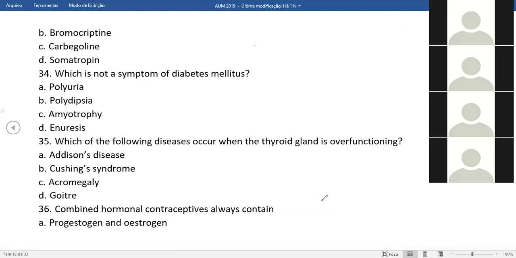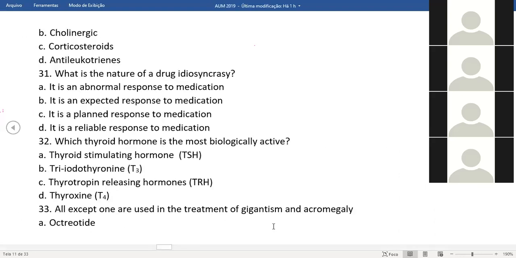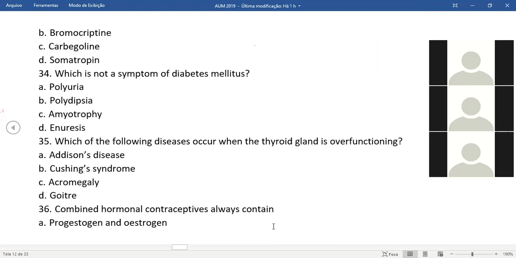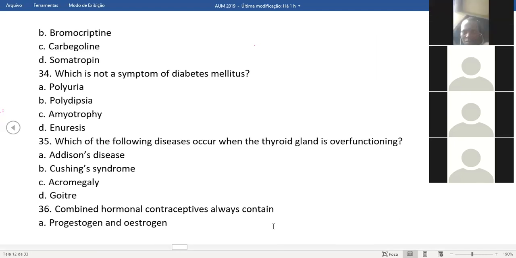What's our answer? Somatropin, D. You are right. Octreotide is a growth hormone antagonist. So anytime you see octreotide, it's a growth hormone antagonist, while somatropin is a growth hormone itself. So the answer to the question is D.